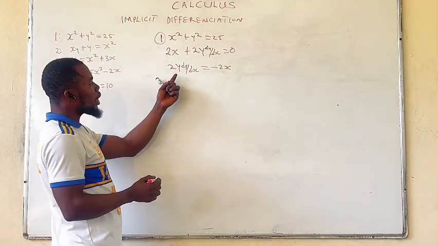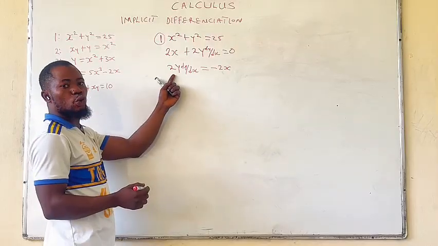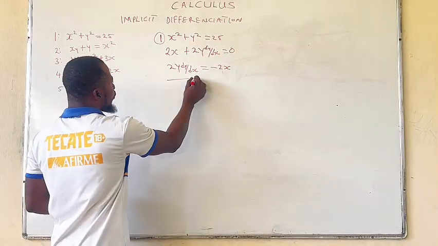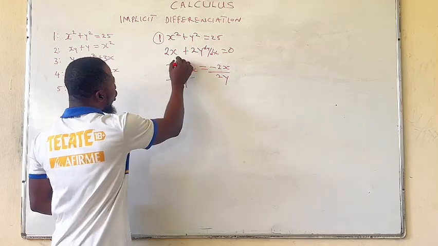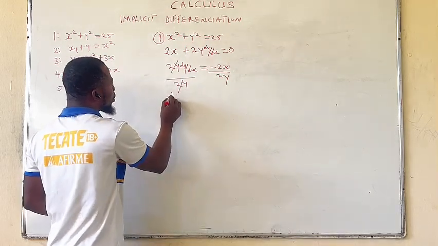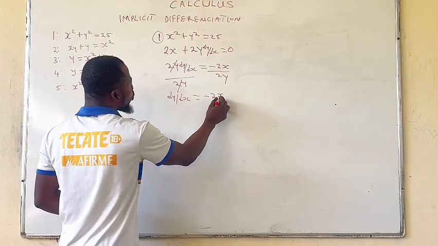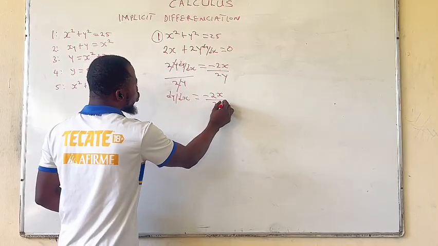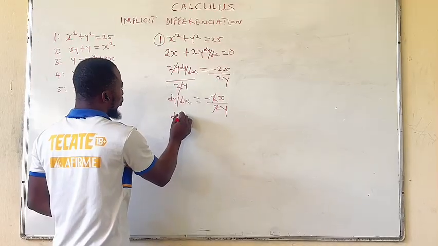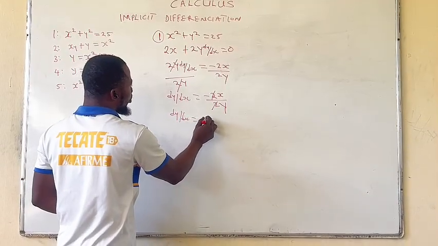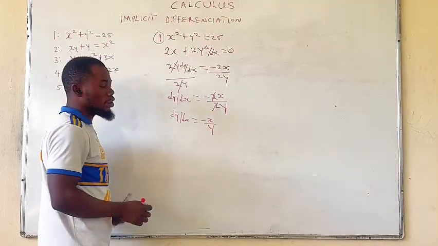From here, we'll make dy/dx the subject of the formula by dividing both sides by 2y. So the 2y cancels the 2y, and we are left with dy/dx equals minus 2x all over 2y. The 2s can cancel, and you are left with dy/dx equals minus x all over y. This is for the first question.